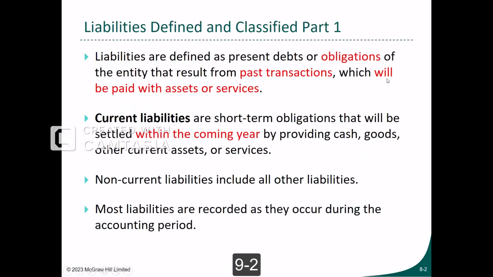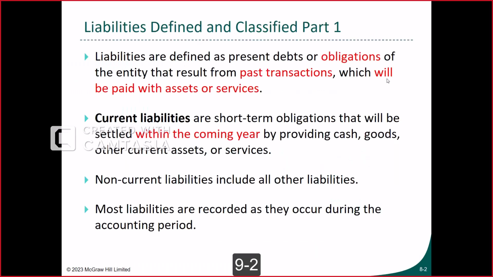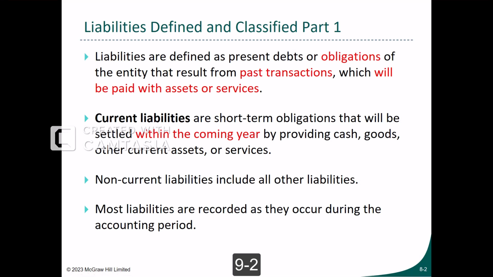We already know what a liability is, but now we're going to elaborate with more specific features of the liability. Liabilities are defined as a present obligation of the entity that results from past transactions and which will be paid with assets or services. This is the technical IFRS definition of liabilities.